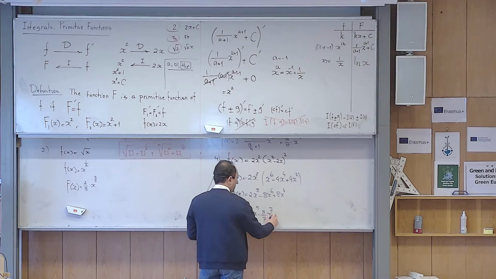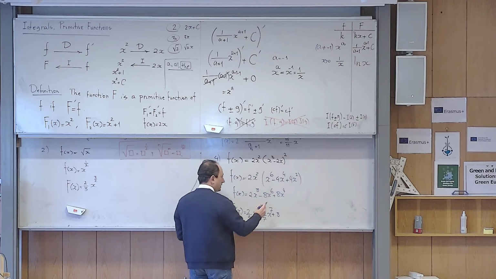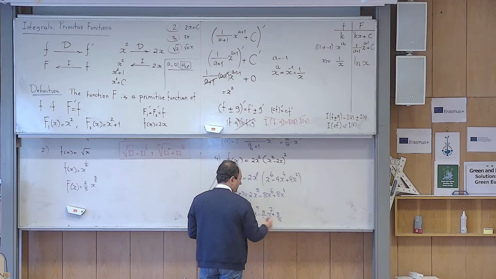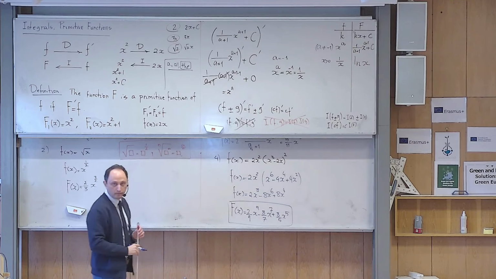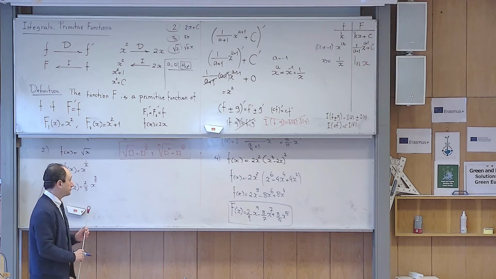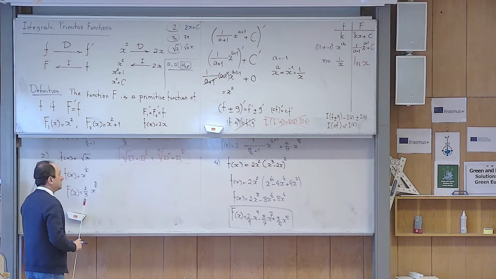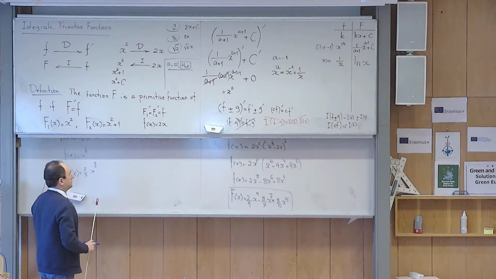And the next one I have 8, x to the power of 1 over 5, x to the power of 5. That is the answer to this problem. Yes, is that right? Okay, now let us go to the next example.